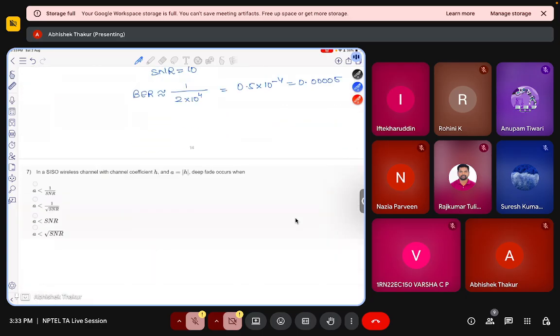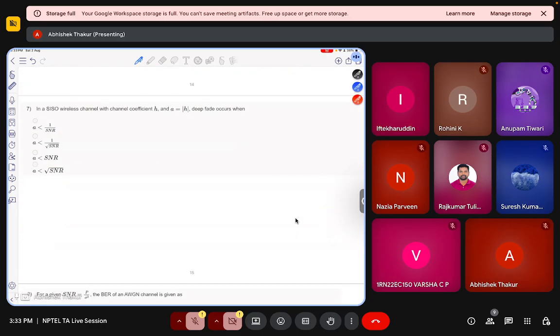Now in a single output wireless channel with channel coefficient H and A is equal to mod of H, deep fade occurs when A is less than 1 by square root of SNR. So this is the condition for deep fade to occur. So option B is the correct answer for this question.